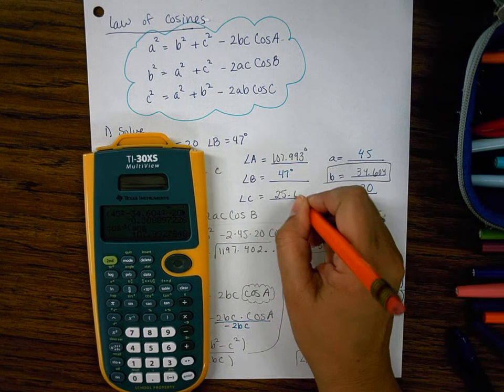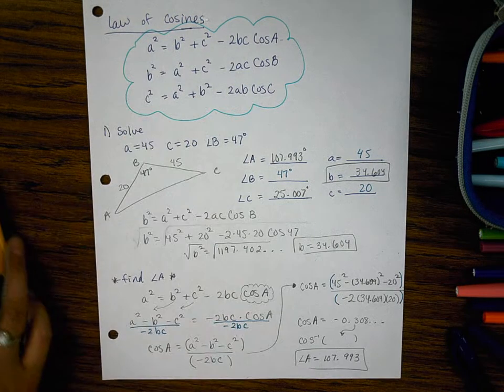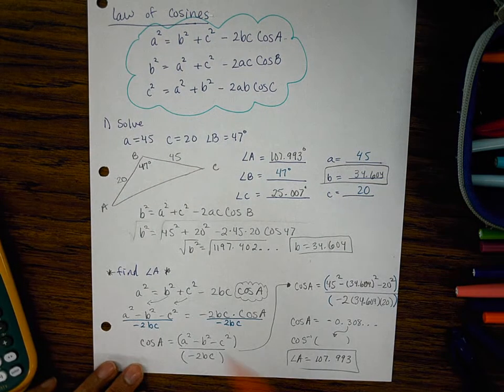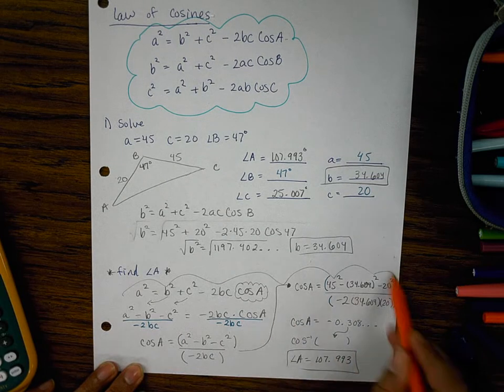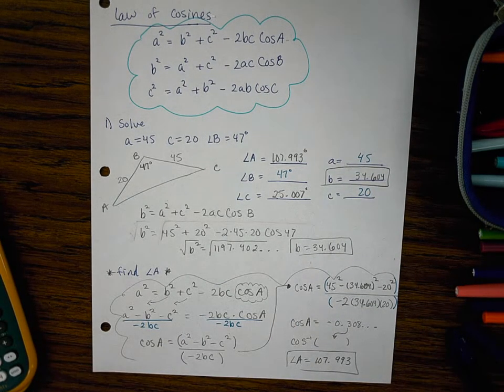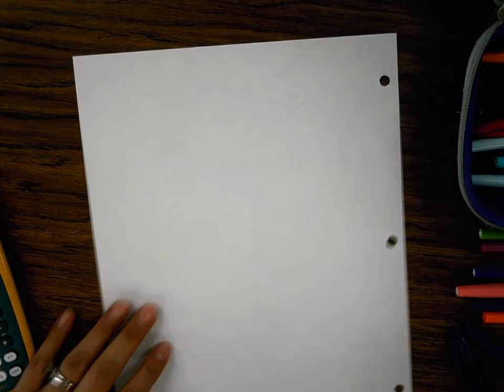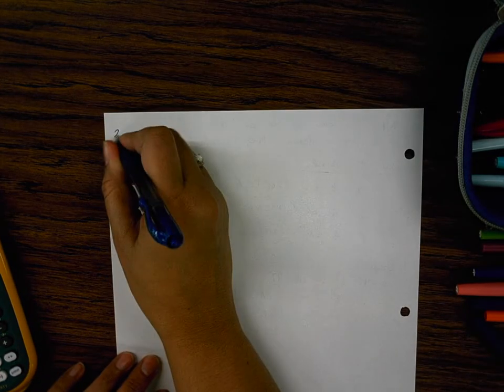Subtract from 180, and when you do that, you get 25.007. All right, so this here is where the hard stuff happens, finding your angle A. Finding any angle, you want to make sure you understand how to do that. So we're going to try it one more time. We're going to do one more similar to this one.